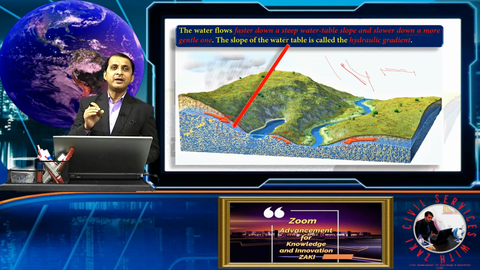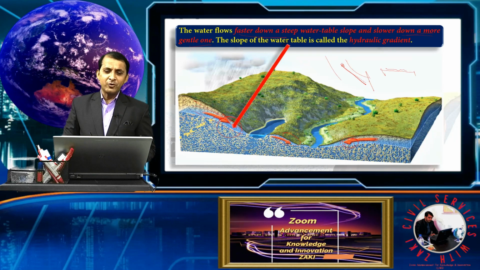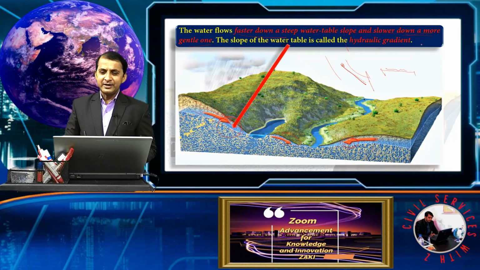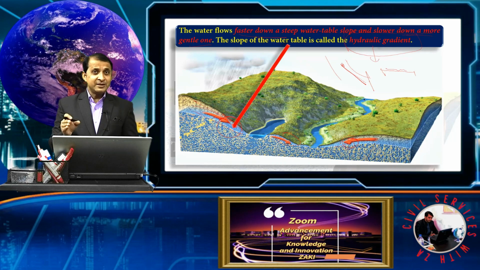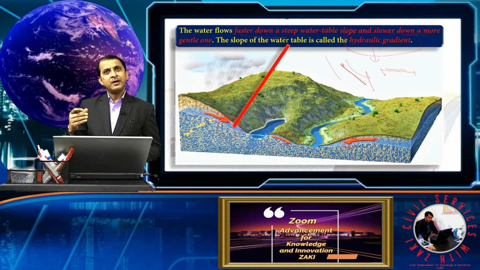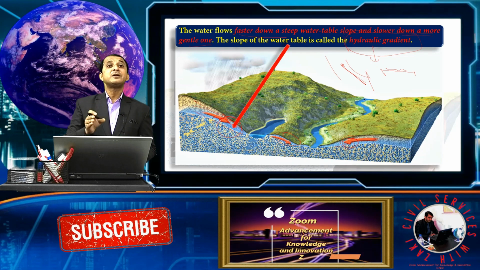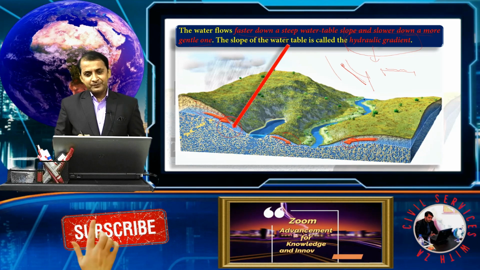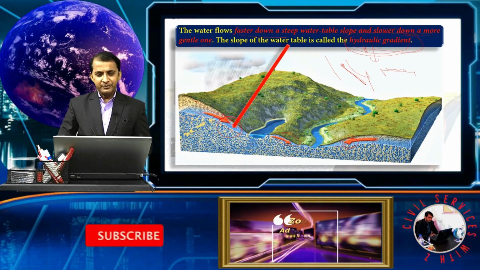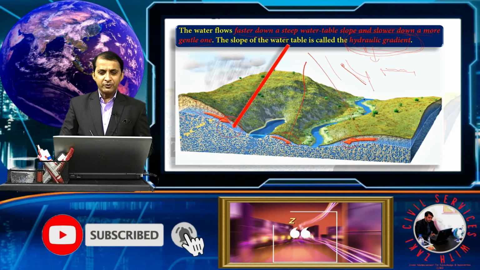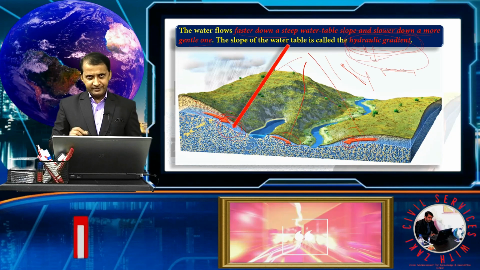So the slope is of great value as a control of the flowing of groundwater. This slope of the water table is called the hydraulic gradient. As you know, the flowing of water, whether surface water or groundwater, is basically driven by gravity. This slope, where it is steep and where it is gentle, is called the hydraulic gradient.